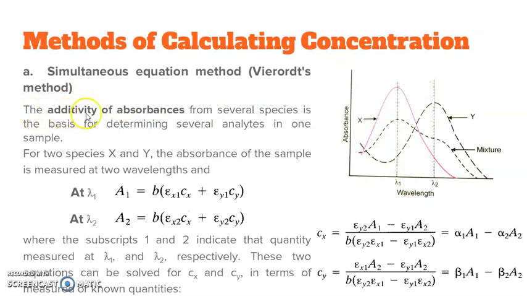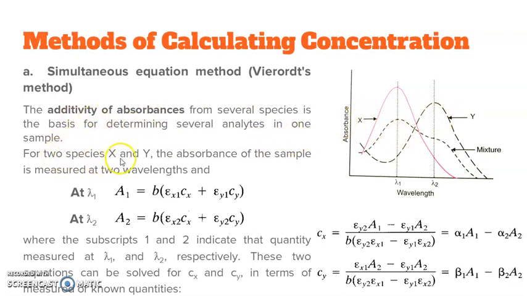the explanation of this simultaneous equation method. Before that, you can see there is one more peak, which is by virtue of the mixture. These are the peaks because of the individual components, and this is the peak which is by virtue of the mixture of these two, X and Y. So coming to this simultaneous equation method, the additivity of absorbances from several species is the basis of determining several analytes in one sample. Okay, so there is additivity of absorbances. If there are two different drugs, their absorbances get added up.